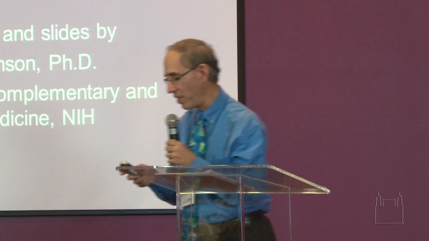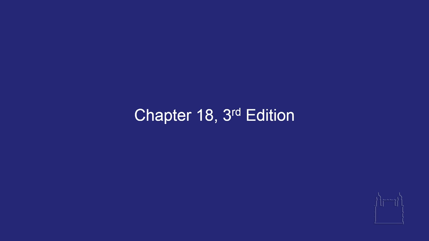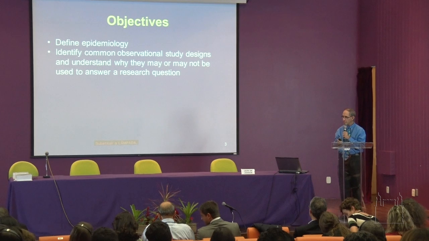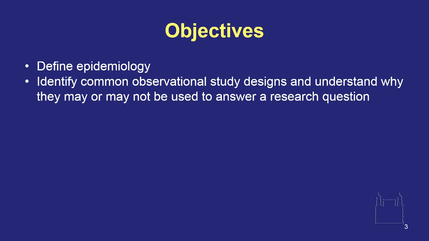So let me see if I can get the slides to work. Very good, okay. This is the chapter that you should read at some point to cover epidemiology and observational studies, in particular observational studies. What we're going to try to do is define epidemiology, identify a few common types of observational study design. Most of this session is going to be about observational study designs, and understand how they may or may not be useful to you in terms of answering a question.